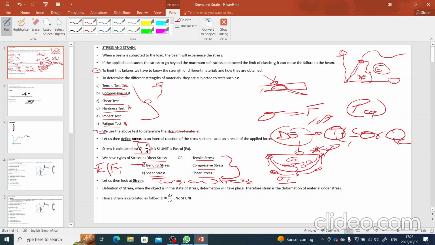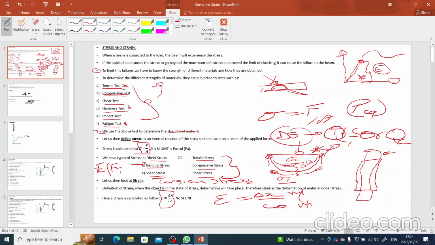Strain: when the object is in a state of stress, deformation will take place. Therefore, strain is the deformation of the material under stress. Like I said, when the material starts to experience change, that change we call deformation. Now, how do we calculate the strain? Strain equals the change in length over the original length. It has no SI unit, because the meter and the meter will cancel out.